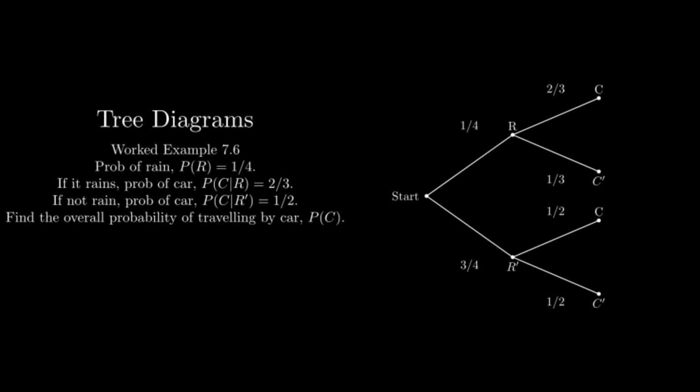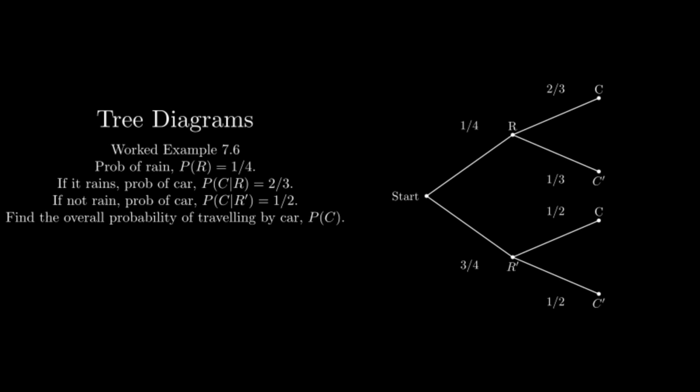If it doesn't rain, the probability of her taking the car is 1/2. So from the R prime node, we draw a branch for C with probability 1/2. This means the probability of not taking the car is also 1/2. Our tree diagram is complete.